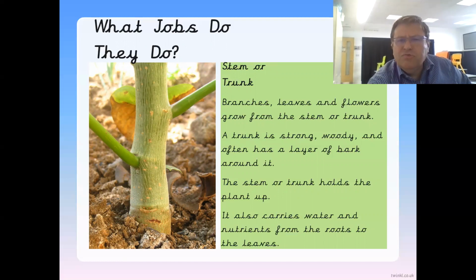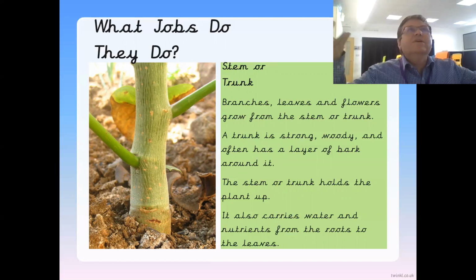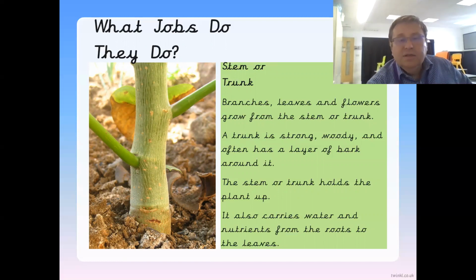It's usually quite strong and woody. So in a tree, obviously, you usually have really big, thick trunks, which enable them to hold really big, heavy leaves. Even small plants, though, have much thicker stems or trunks than they would need just to hold the leaves on. So look at the stems and the trunks.